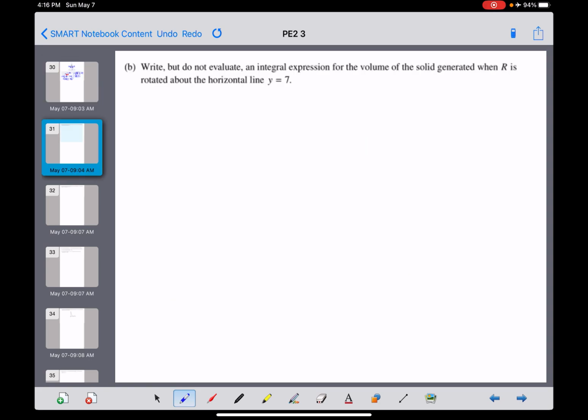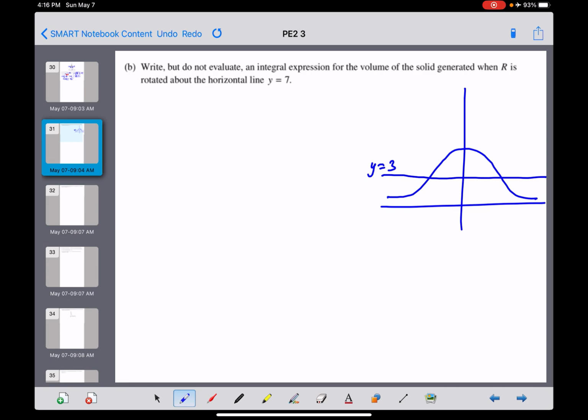Let's take a look at B. Write but do not evaluate an integral expression for the volume of the solid generated when R, that region, is rotated about the horizontal line y equals 7. So let me draw a quick version of this curve here yet again. We had a curve that went up. It doesn't look exactly like that, but okay. And then here is the line y equals 3, and y equals 7 is this line right over here.